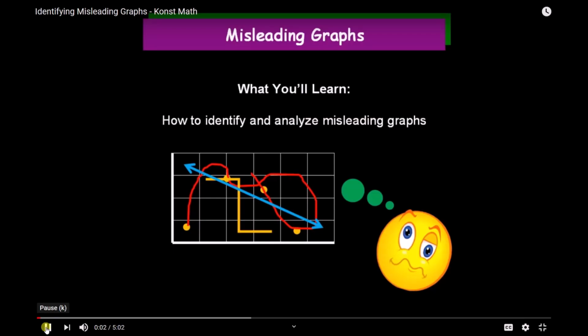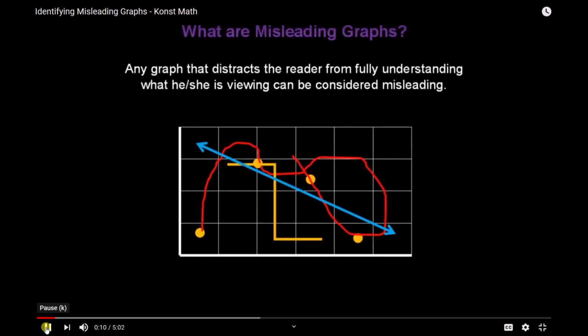Hello and welcome to a video presentation on misleading graphs. Here's what you'll learn. How to identify and analyze misleading graphs. First of all, what are misleading graphs? Well, any graph that distracts the reader from fully understanding what he or she is viewing can be considered misleading.